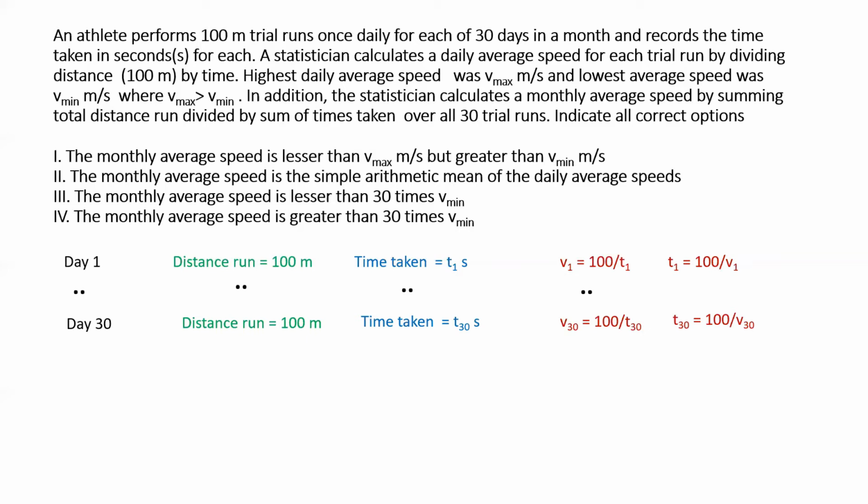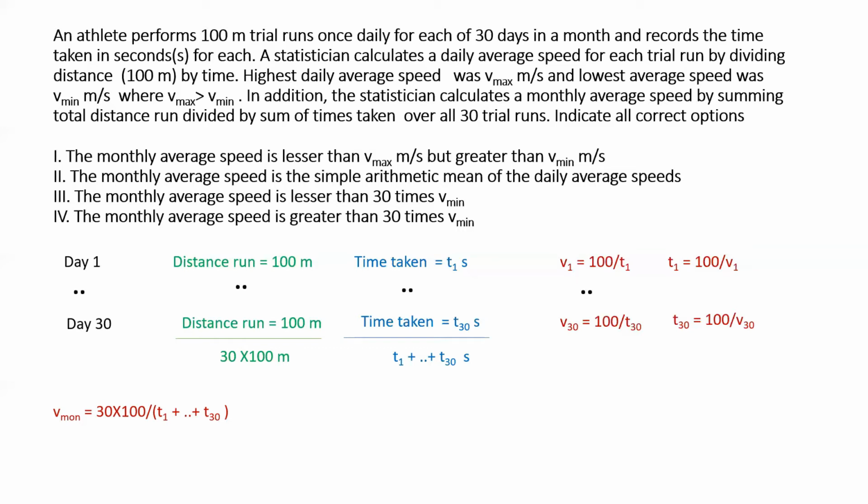But then for the monthly average, the statistician is basically taking a sum of all the distances run. So if you have 30 days, that will be 30 multiplied by 100 meters, the total distance run. And then if we sum up all the time, so this is t1 plus t2 till t30, and then if we divide these two quantities, we get the monthly average, which I have represented as Vmin.